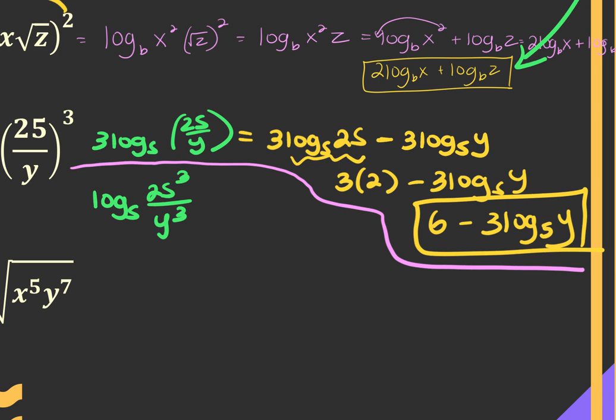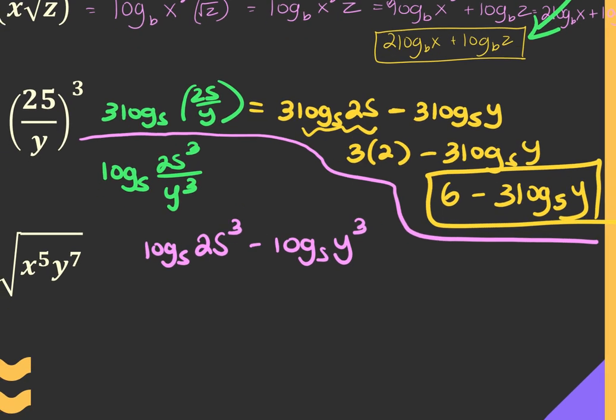If you went the second route where you gave them both the 3 as the exponent, then this would become log base 5 of 25 to the third minus log base 5 of y to the third. And then this could simplify 2 ways. I could either kick the 3 to the front, right? And then do log base 5 of 25 would be 2, and 3 times 2 is 6.